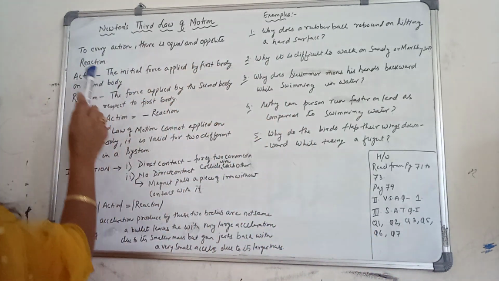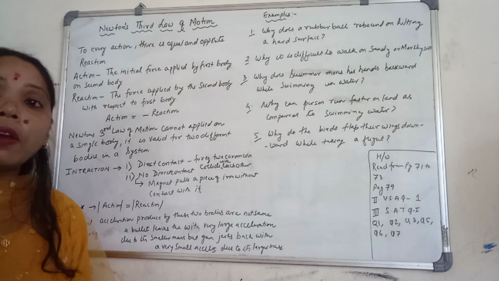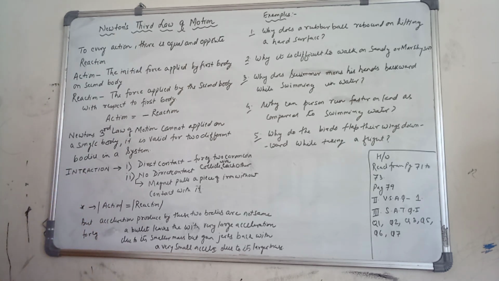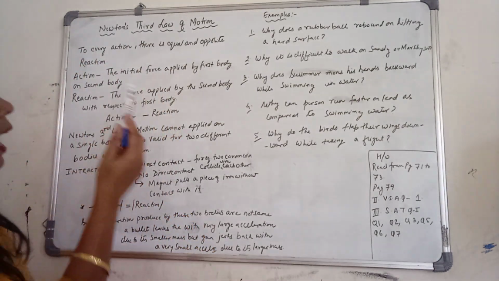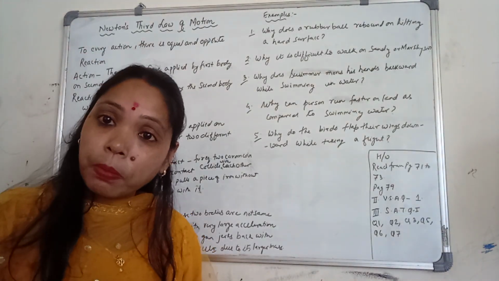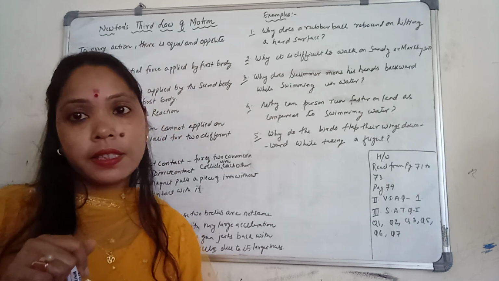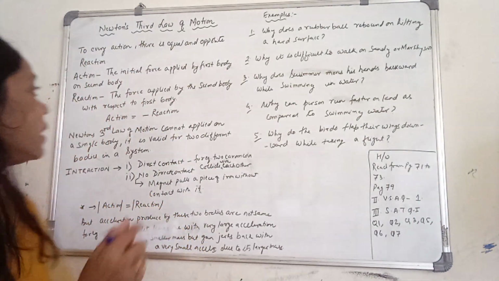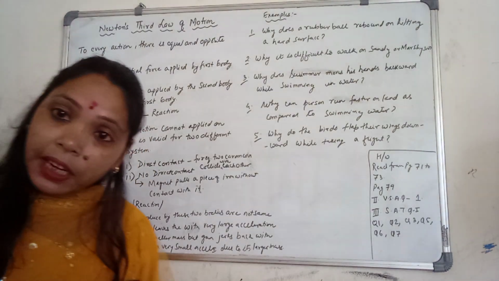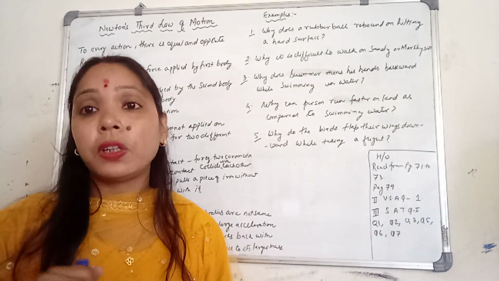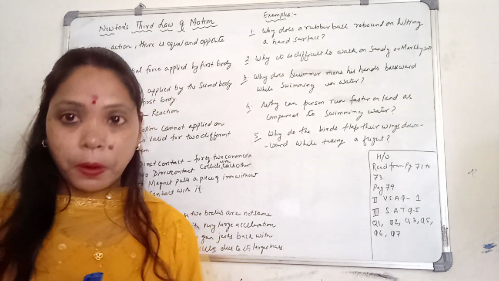See here, to every action there is an equal and opposite reaction. This is the statement of Newton's third law of motion. Now what is action? Action is the initial force, the force applied by the first body on the second body. And the reaction is the force applied by the second body with respect to the first body.